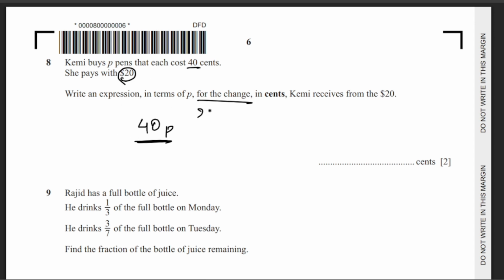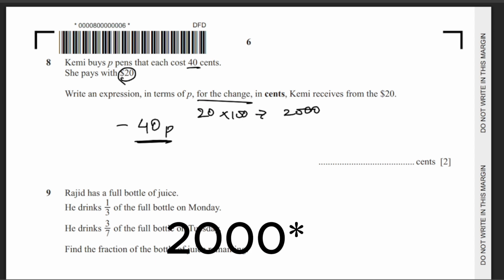Now, how do we represent 20 in cents? Basically, $1 is equal to 100 cents. So multiply this by 100, we are going to get 2000. Now that we know $20 is represented by 2000 cents, we can just do this right there. 2000 cents, which is our $20, minus 40p, which is cost per pen multiplied by the number of pens. And our answer is 2000 minus 40p.